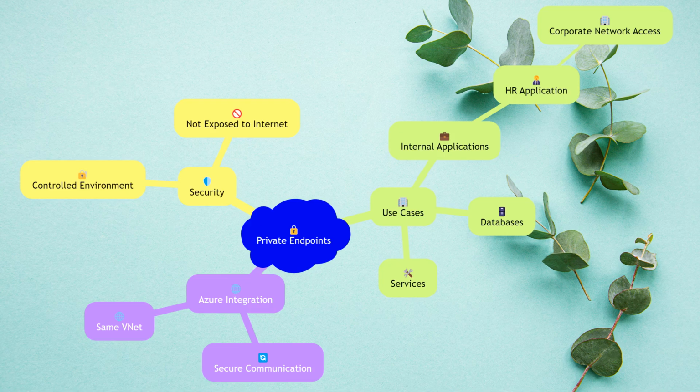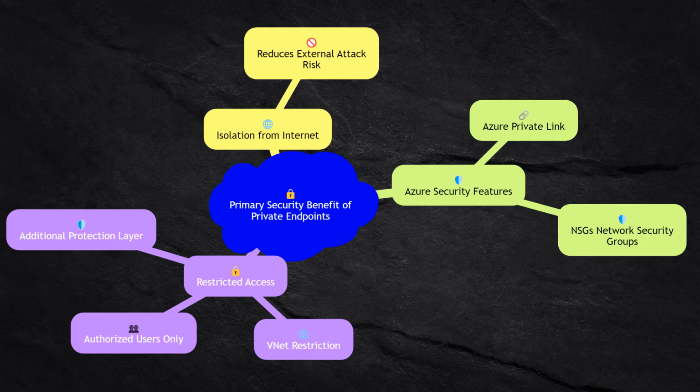Private endpoints are suitable for scenarios where resources need to be accessed securely within a controlled environment. Examples include internal applications, databases, and services that should not be exposed to the internet. For instance, a company's internal HR application might use a private endpoint to ensure that only employees within the corporate network can access it. Similarly, a private endpoint can be used for secure communication between different Azure services within the same VNet. The primary security benefit of private endpoints is their isolation from the internet.